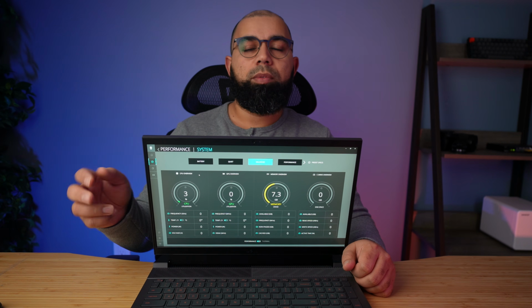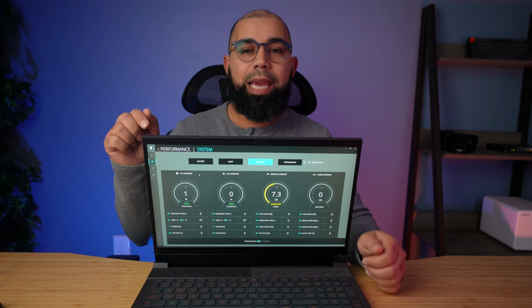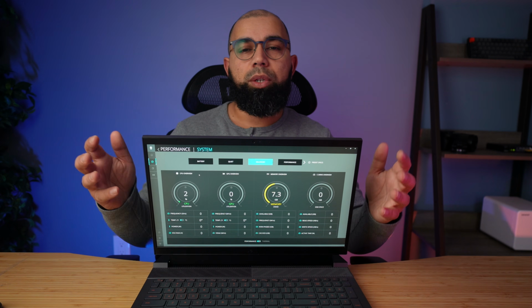As a bonus, we've also included some power levels here so you can see what the power levels are to this 4050 in the Dell G15 5530 during gaming.